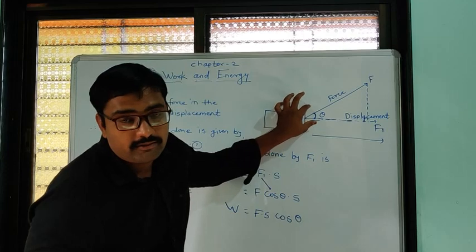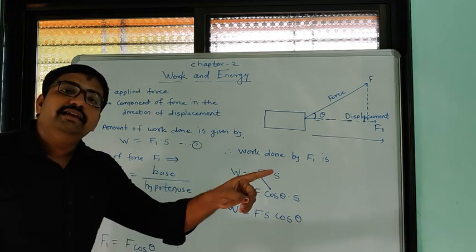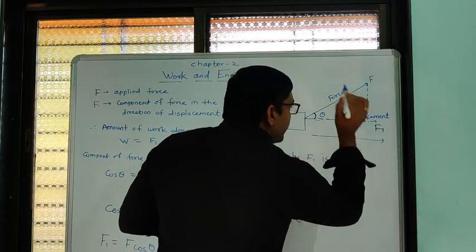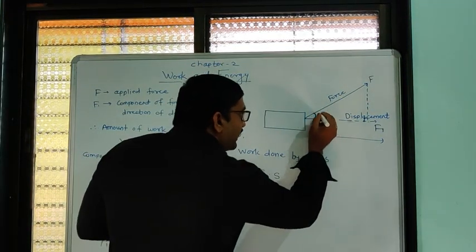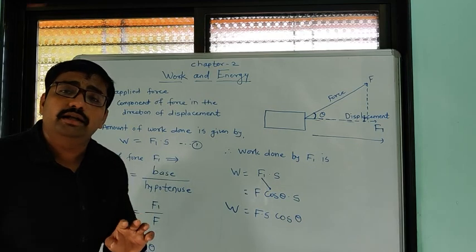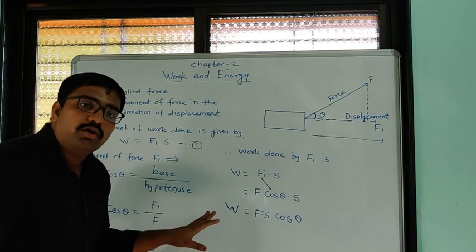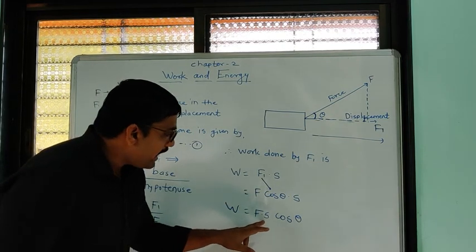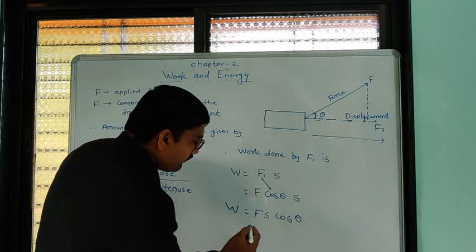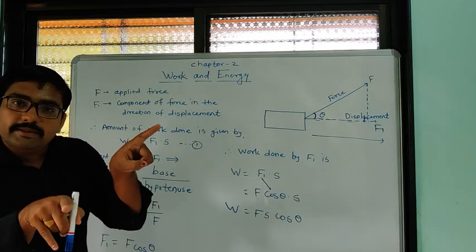where theta is the angle between force and displacement. Now we see this case when displacement is not exactly in the direction of applied force. Here force is in this direction, displacement is in this direction. This is the angle between force and displacement. At that time how we have to calculate work done, that we have to see in this case. So in this case the final equation of work done becomes W is equal to F S cos theta, meaning whatever the force we applied, S is the displacement and theta is the angle between displacement and force.